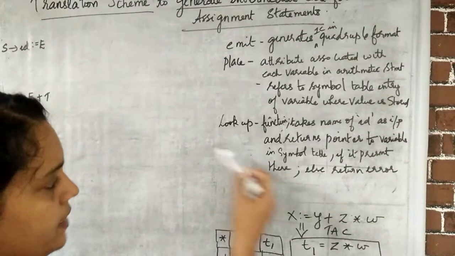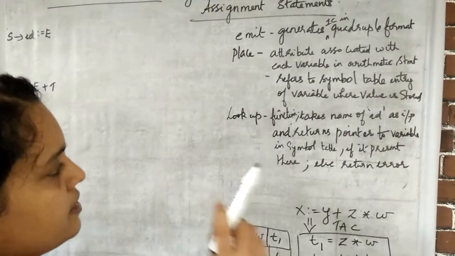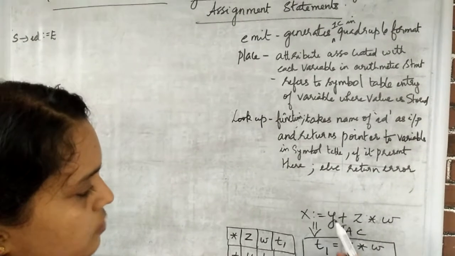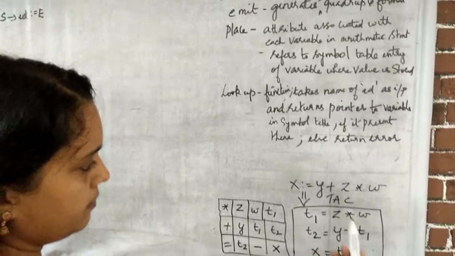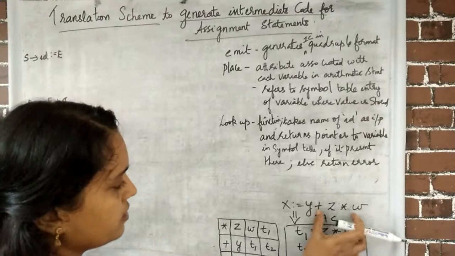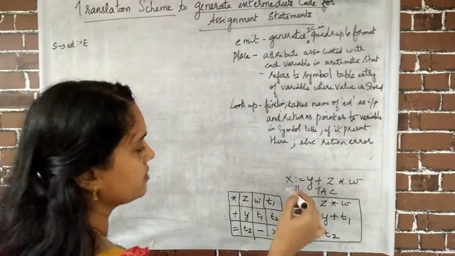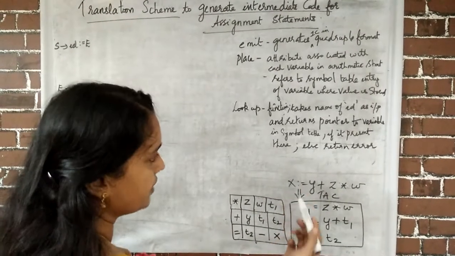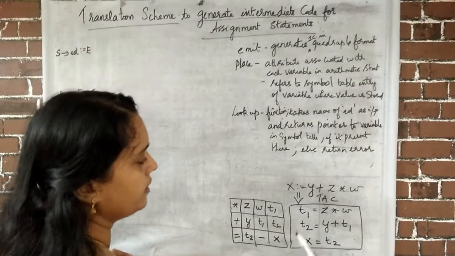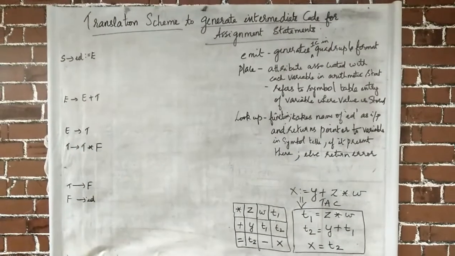Now lookup. Lookup is another function, and it is used to check whether a particular ID is present in the symbol table. That is, after lexical analysis, the details of the identifiers x, y, z, and w will be updated in the symbol table, right? So we have to give the result of this entire thing to x, right? Before doing that, the compiler will check whether a variable named x is actually present in the symbol table. If yes, it will return a pointer to that, or else if it is not entered in the symbol table, then it will return an error. So these are the three things that we'll make use of when we write the translation scheme.